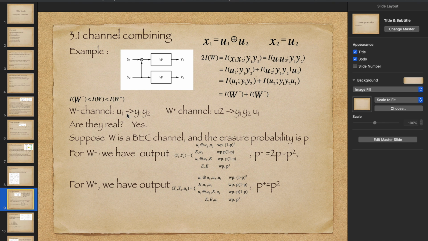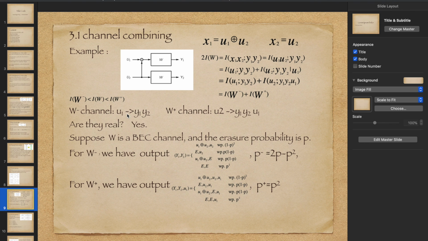So here's a question. Are these channels real? The answer is yes. So we suppose W is a binary erasure channel and the erasure probability is P. For W minus, we have the output Y1, Y2, which may have these four conditions. So we observe it. The first one is useful, and the second one, third one, and last one are useless. So we can get the erasure probability of W minus. P minus is 2P minus P squared.